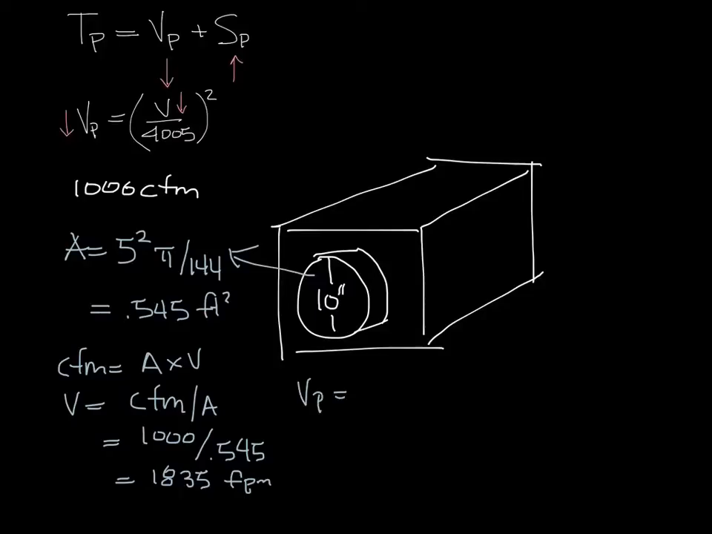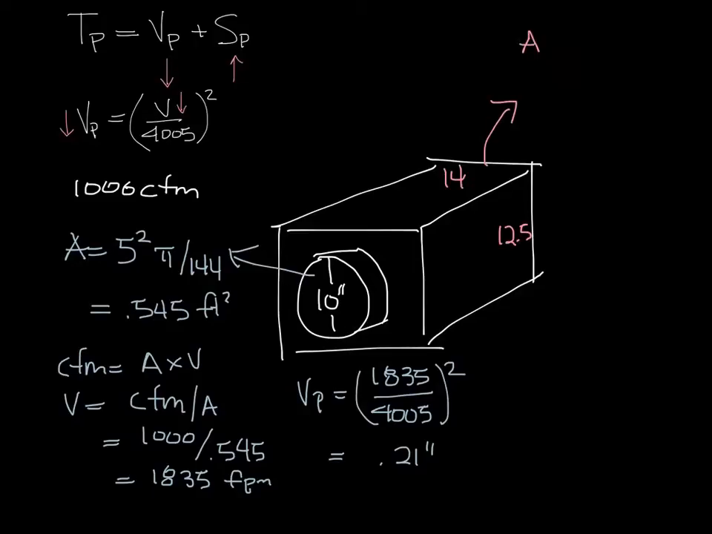So now I can calculate the velocity pressure, which is equal to 1835 divided by 4005 squared, and that comes to 0.21 inches. Now let's look at the discharge of the box. So this box has a 12.5 by 14 discharge, drawing not quite to scale. And let's do the math here too.